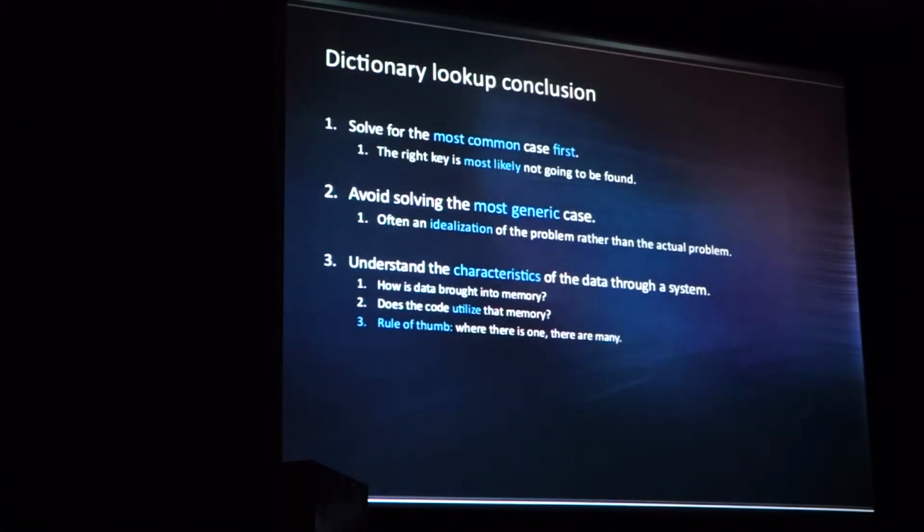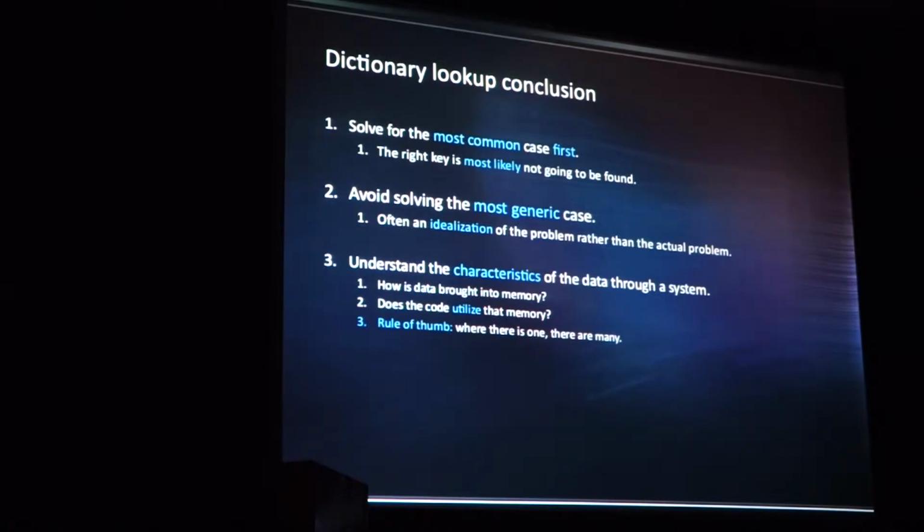So what are the conclusions from this? You want to solve for the most common case in your code. The most common case in the dictionary was that you would not find the key. You wouldn't find it. That's the most common case. And you want to avoid solving the most generic case, which is often what we do in programming. We generally assume things like, oh, the generic case will solve everything. But more often than not, solving the generic case actually scales towards your worst case scenario. You want to solve the most common case.